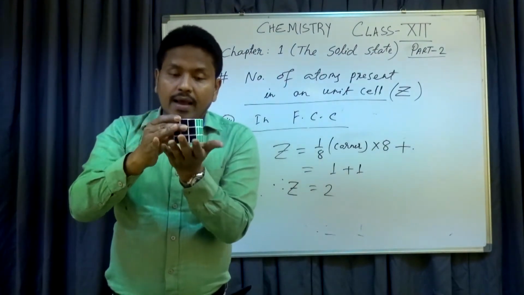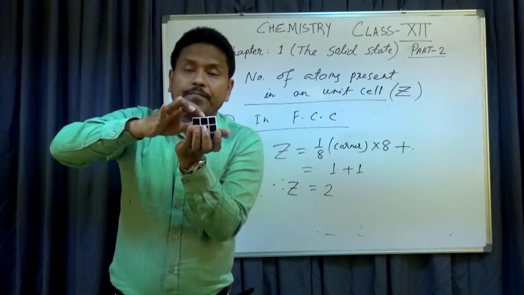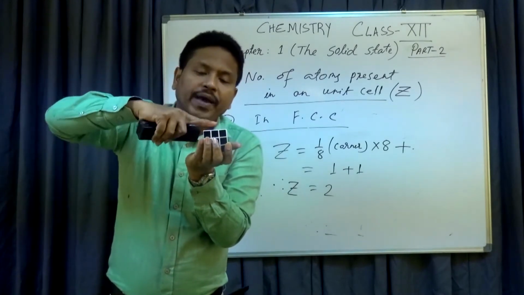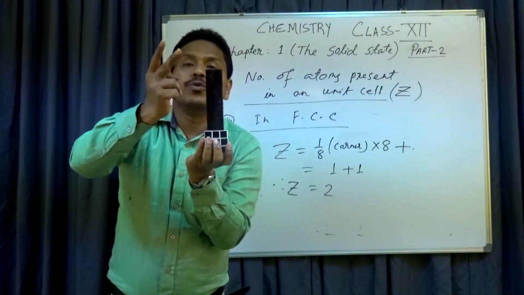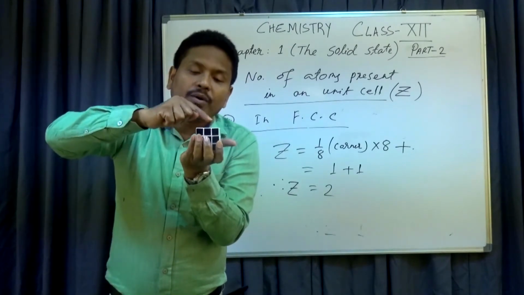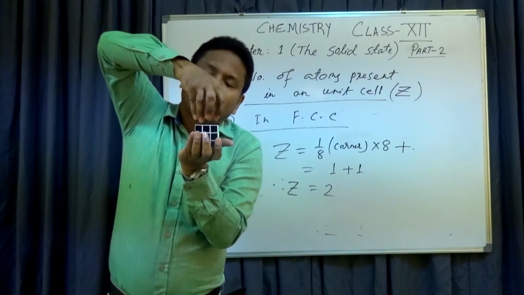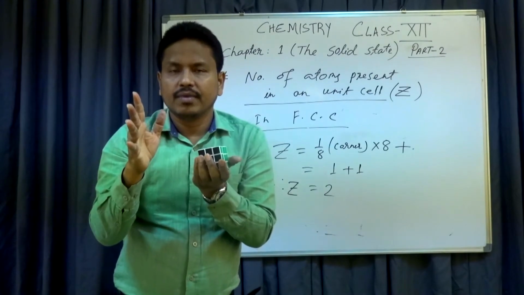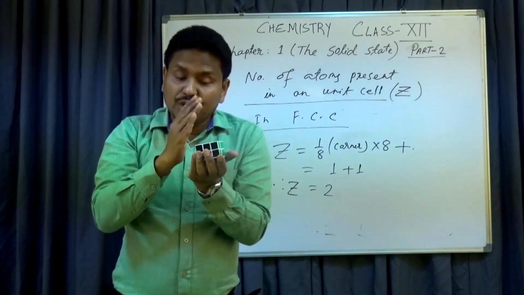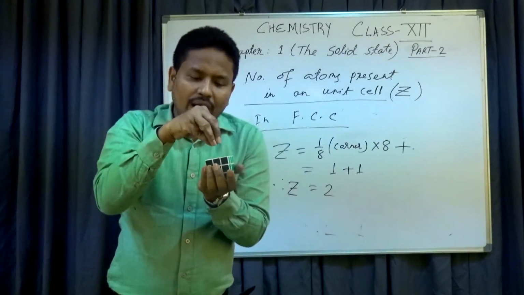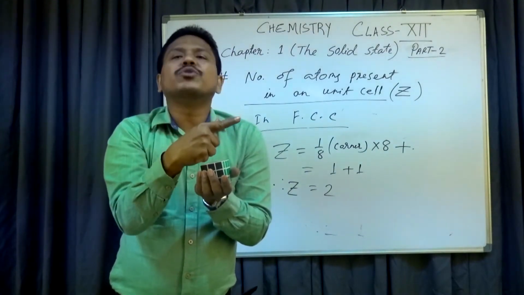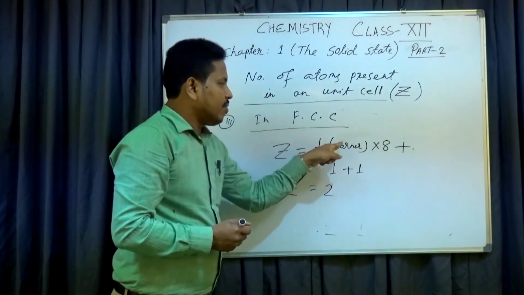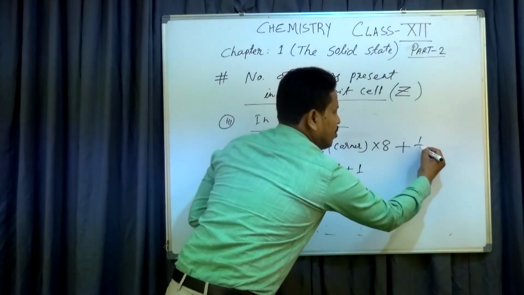Look at this carefully. Let there be an atom at this face center, the top face center. Whenever another cube is placed on top, this face is the common face of how many cubes? 2 cubes. So this face center is the common face of this cube and another cube at the top. Means every face center atom is shared by 2 cubes in 3 dimension. That is, the face center atom contribution for 1 unit cell is half, because 1 atom is shared by 2 cubes. So per cube the contribution will be half. Therefore, in FCC, Z equal to 1 by 8 for corner atoms plus half contribution for each face center.